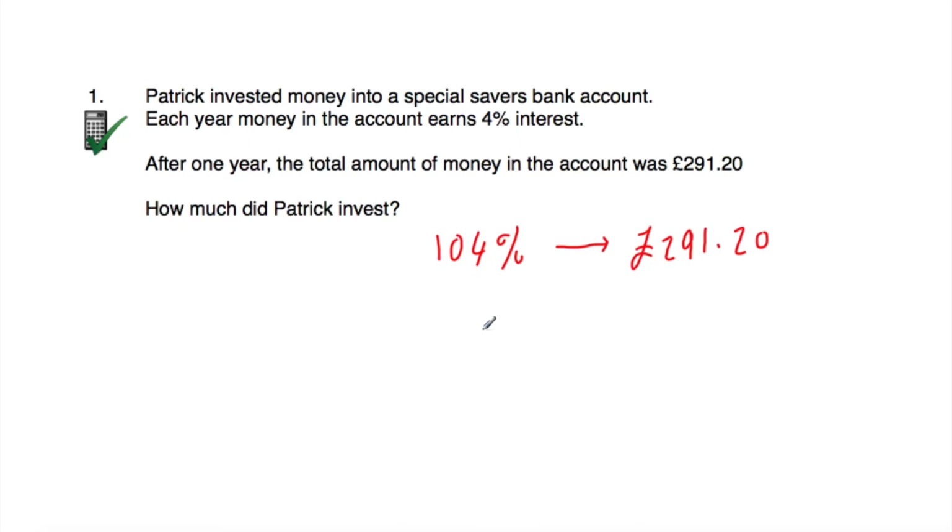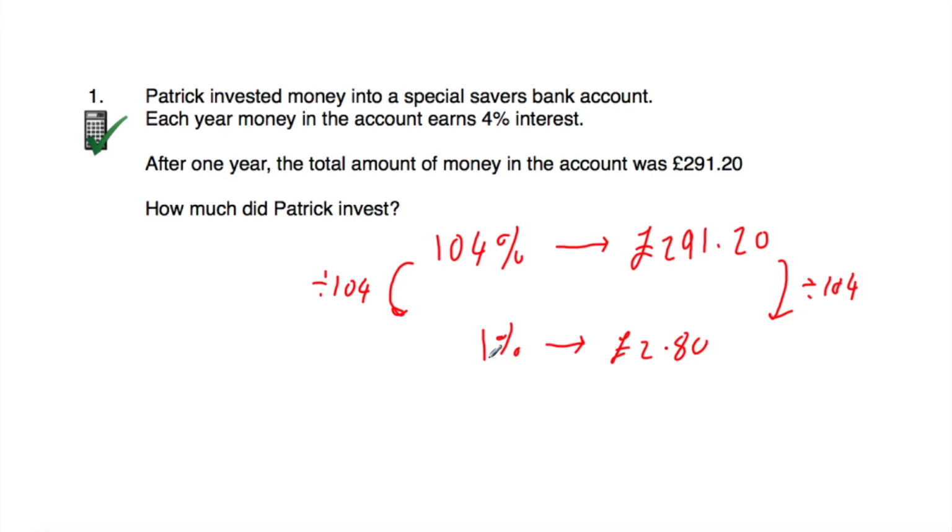So let's find 1%. To get from 104% to 1%, we would divide by 104. And we would also divide this by 104. So we're going to divide both of these by 104. So 1% would be, if we do on our calculator, 291.20 divided by 104. That's equal to 2.8, or £2.80. So that means that 1% is equal to £2.80.